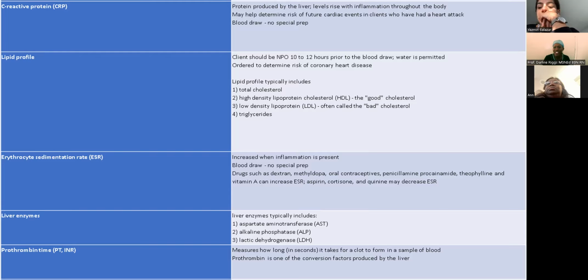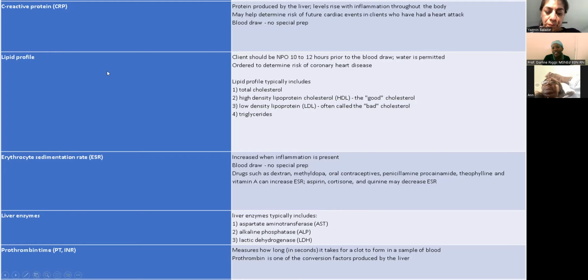As we go through these diagnostic tests, I will point these things out because they're test questions. Whenever you're dealing with a diagnostic test, ask yourself, are there any special preparations or special teaching? Is it invasive? If it's invasive, you need a consent. That's the other reason you ask yourself that. If it's invasive, you better get a consent. If not, that's a problem.